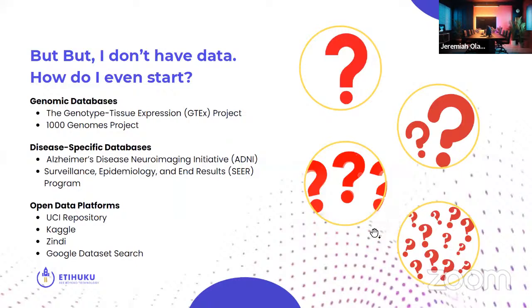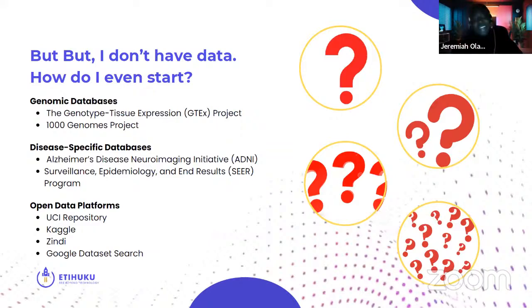There are some open data platforms as well, like your Kaggle, your Zindi, your UCI repository. There's a whole lot in the UCI repository. I love it. You have your Google Dataset Search as well to try to search if the data already exists for the problem you want to solve.